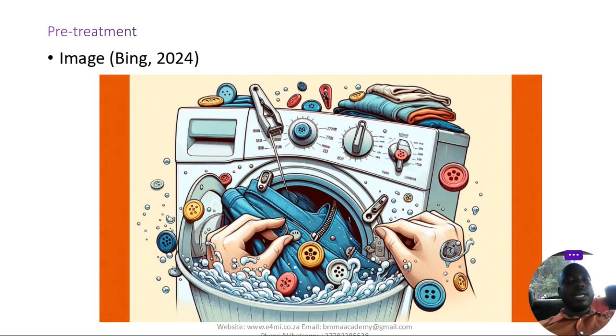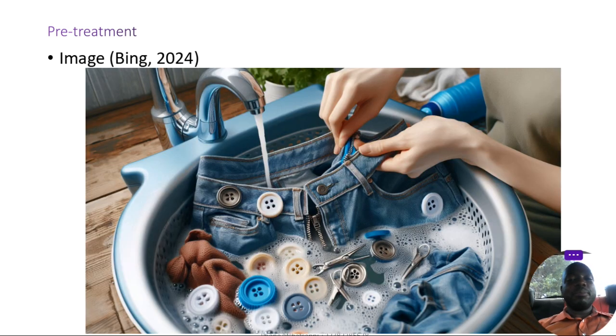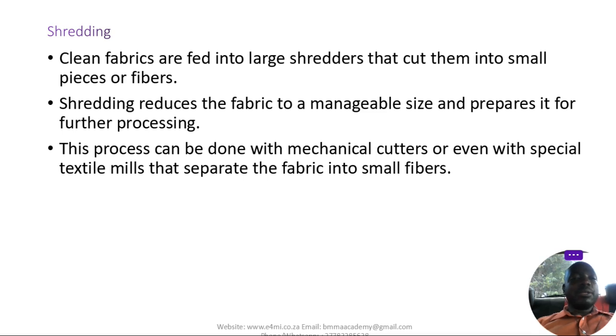So here is what we are saying: the buttons, non-fabric items, non-textile items rather, are being removed before, and zippers, etc. And we also have to consider washing them in order to remove the oils and the dirt and the dust, etc. After that, the clean fabrics are fed into large shredders that cut them into small pieces of fibers.